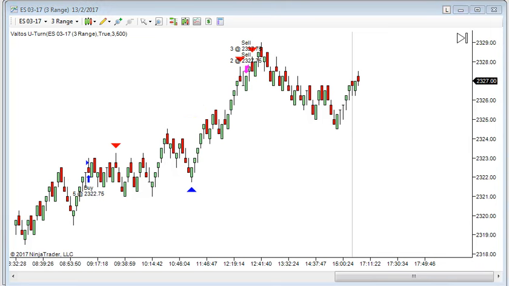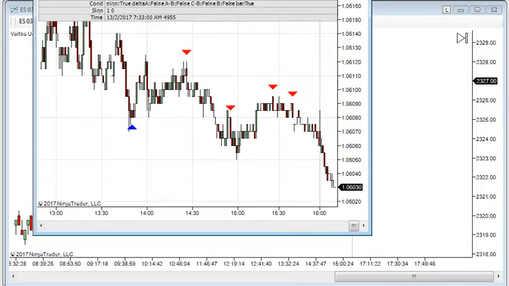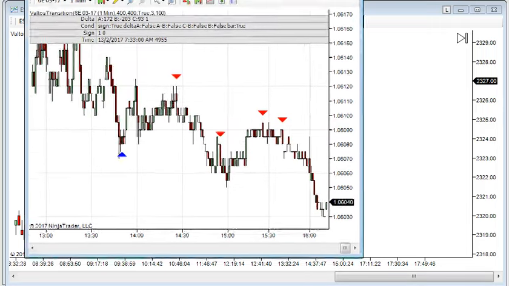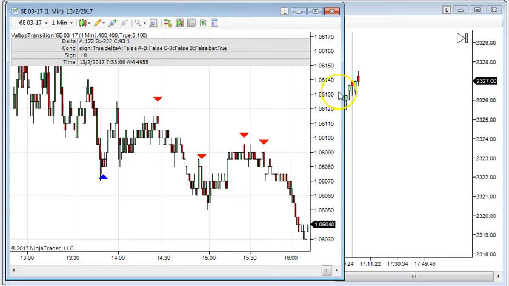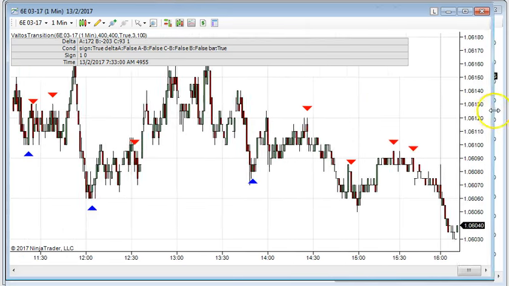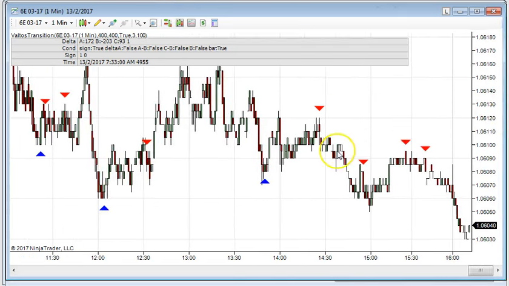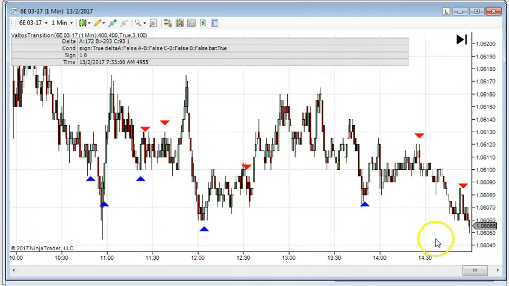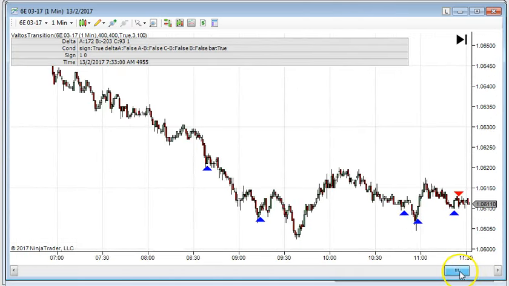Okay, the other day, Friday, I was showing a chart in the euro currency with this transition indicator, and it was just giving gangbuster signals left and right. Today was a bit tougher, honestly, on the 1 minute chart.